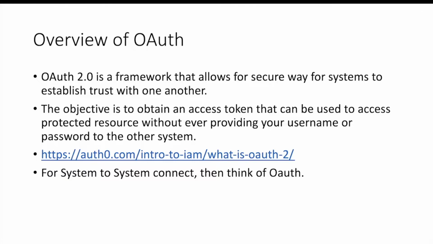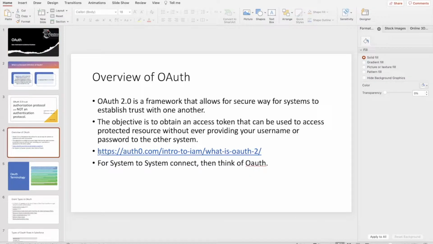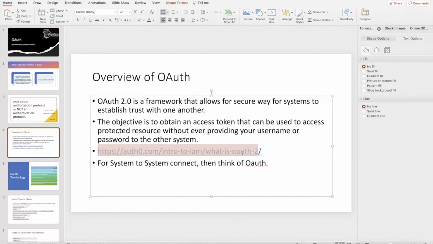Then we can go with OAuth. There we don't have to provide them username or password, and they can use this framework to access data in Salesforce without username and password. So for system to system connect, we can think of OAuth. Let's go with the standard definition and some standard terms used on this website.